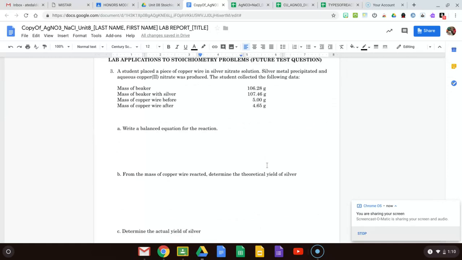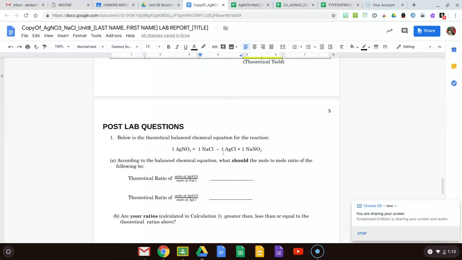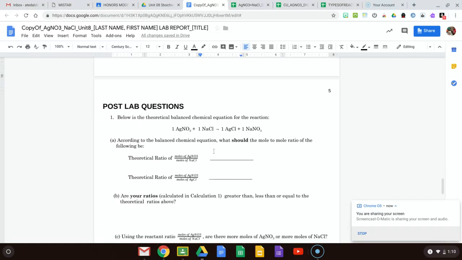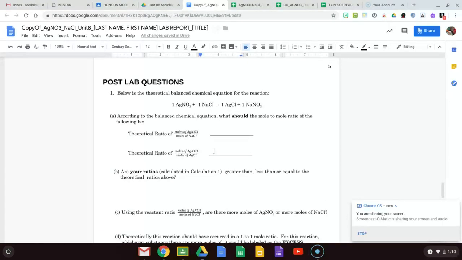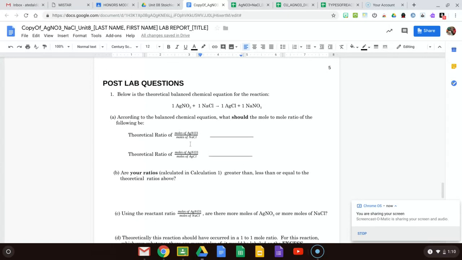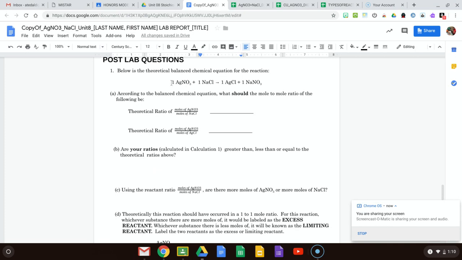Then there's really only 2 or 3 post-lab questions. I changed them. This is completely different than your handout. I changed them because I changed the direction. The real purpose of this lab is I wanted us to experience limiting reactant calculations and procedures. So you're just going to follow through. Here is the theoretical balanced chemical equation. It's all 1-to-1 mole ratio.